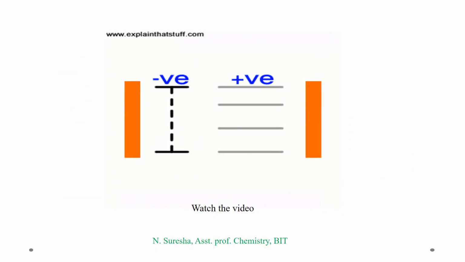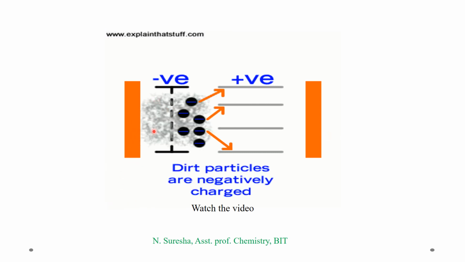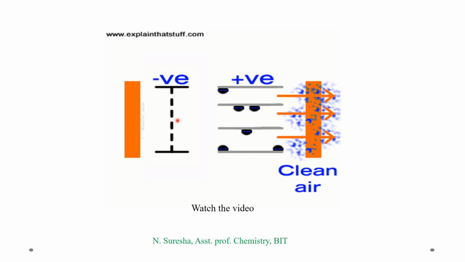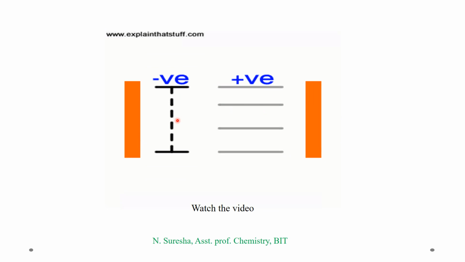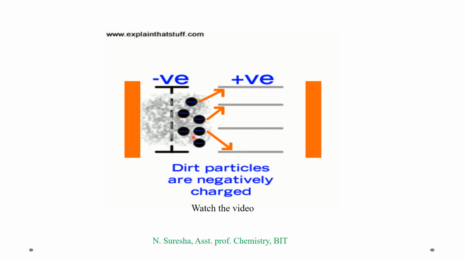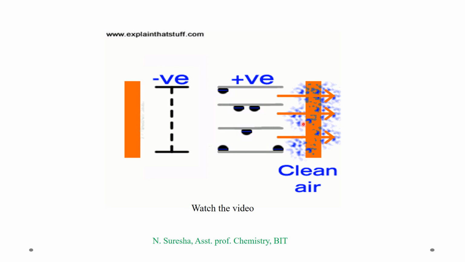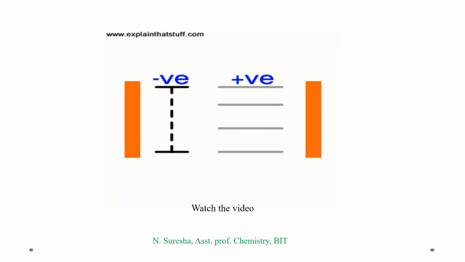See this video: when the dirty air containing particulates is passed through this electrode, they will be attracted by the electrons and converted into negative charges. These negatively charged particles will be attracted by the positive electrode and the clean air can be released into the atmosphere.